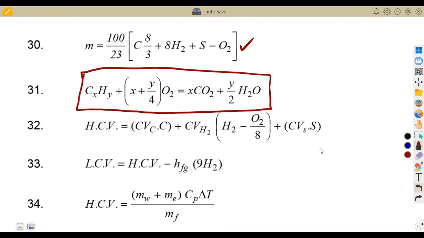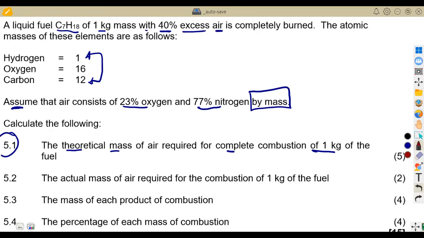So I'm going to present this formula, then we talk about this. There's a lot that you are supposed to consider on this formula in answering the question. So here we are going to take our liquid fuel, which is C7H18.